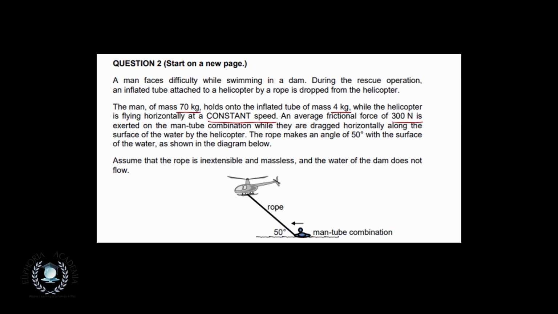All right, along the surface of the water by the helicopter, the rope makes an angle of 50 degrees with the surface of the water as shown. Assume the rope is inextensible and massless. That means it doesn't increase in size, it doesn't shrink, it doesn't stretch. So we know that whatever force is on the helicopter is the force on the man. So that means we'll be looking for tension, right? And the water of the dam does not flow.